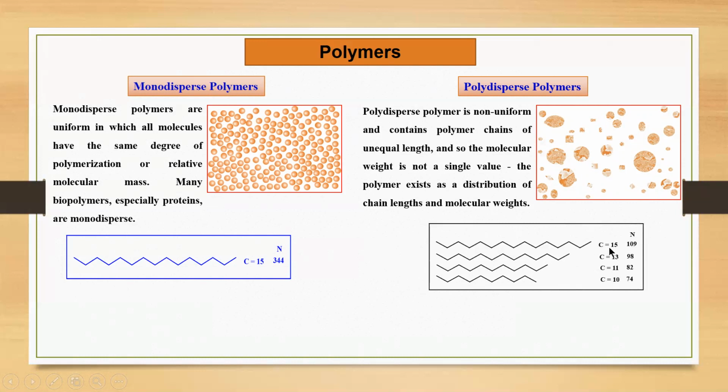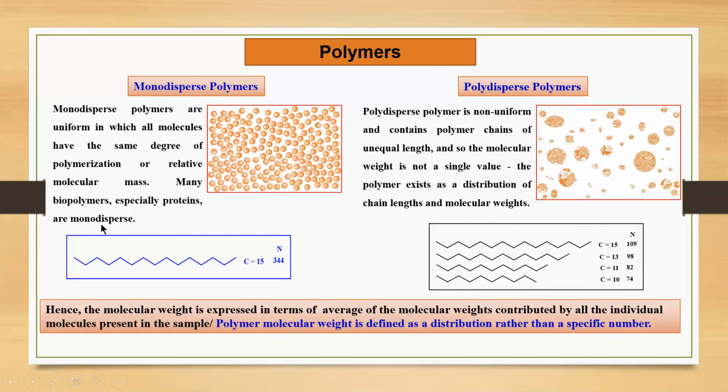If we consider an example, we have units 15 carbon long, 13 carbon long, 11 carbon long, and 10 carbon long that come together to form the polymer sample: 109 units of 15 carbon long, 98 units of 13 carbon long, 82 units of 11 carbon long, and 74 units of 10 carbon long. So there is heterogeneity in the composition. Chains of varying length have contributed towards the formation of a polydisperse polymer, whereas in the other case, all the units were of the same chain length and there were 344 units contributing towards the monodisperse polymer.